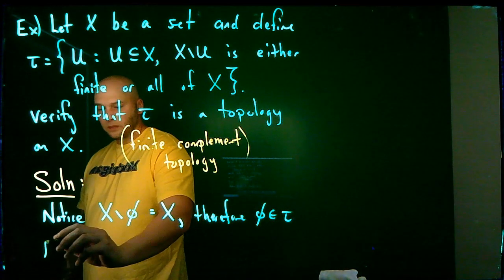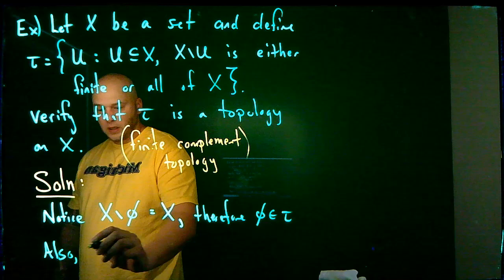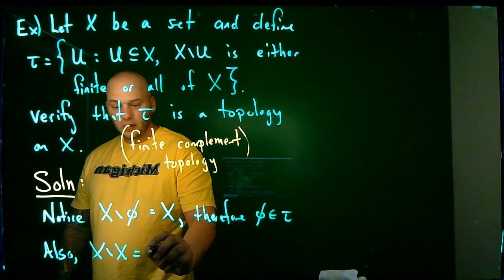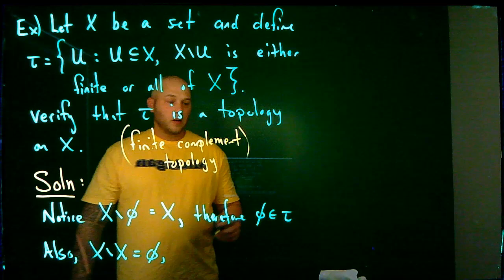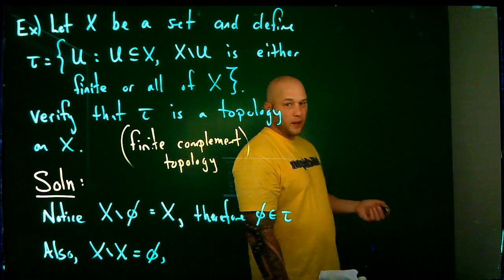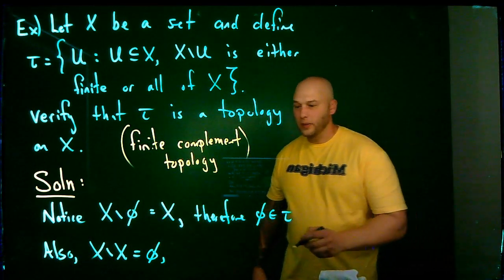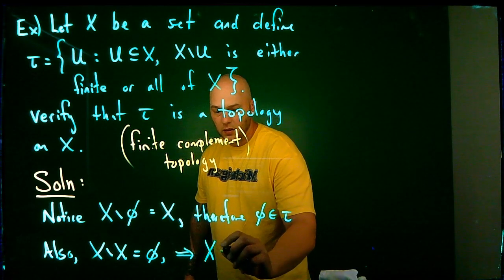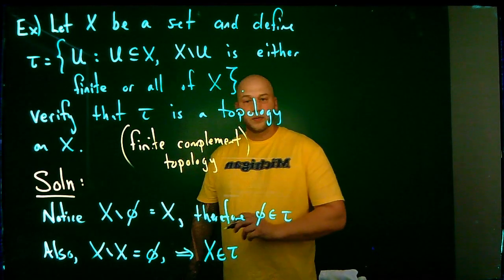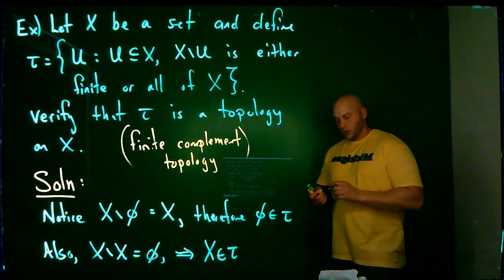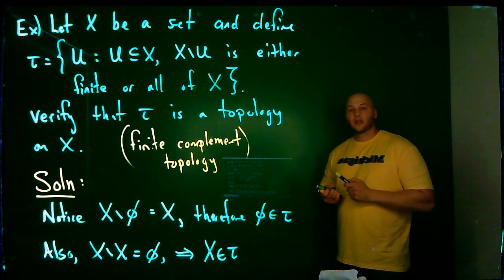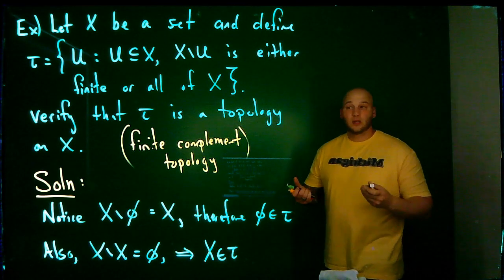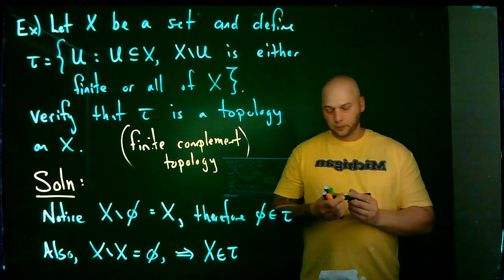Also, if I take the set difference of X with itself, that's the empty set. And of course, the empty set has 0 elements, so in other words, a finite number of elements. And that implies that the set X itself is an element of tau. Okay. So far the collection tau consists of the empty set and the set X. So in particular, it's non-empty.